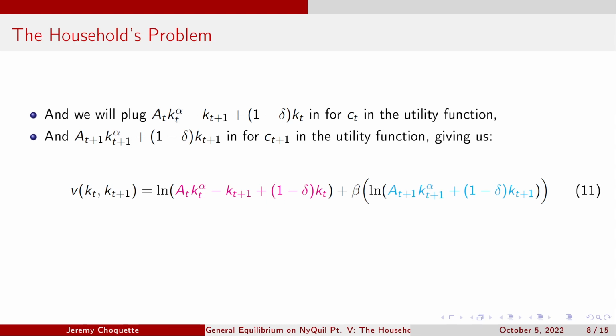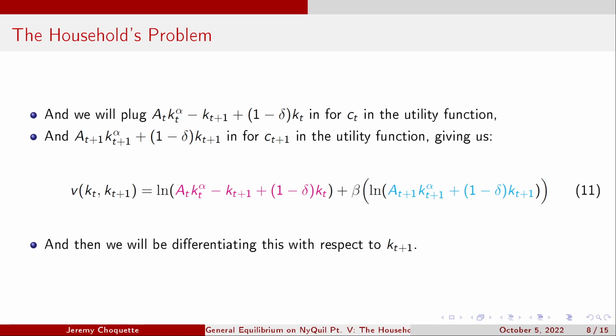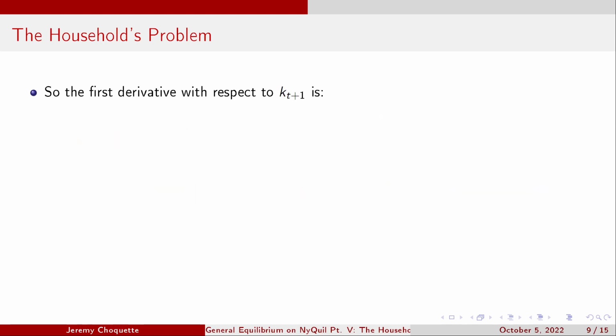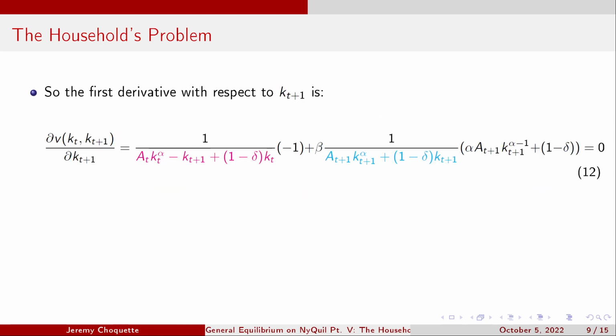The natural log of consumption today, it's just now consumption is equal to output minus investment, but that's still consumption, right? This thing in the pink or the magenta, as LaTeX calls it, is still just consumption. This is CT. This is CT plus 1. It's just written funny. It's just a different way of saying it. And I'm differentiating across the utility function, the whole thing, with respect to KT plus 1. So the first derivative with respect to KT plus 1 is this guy right here.